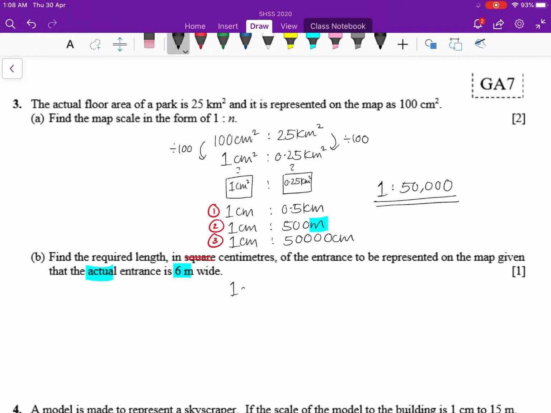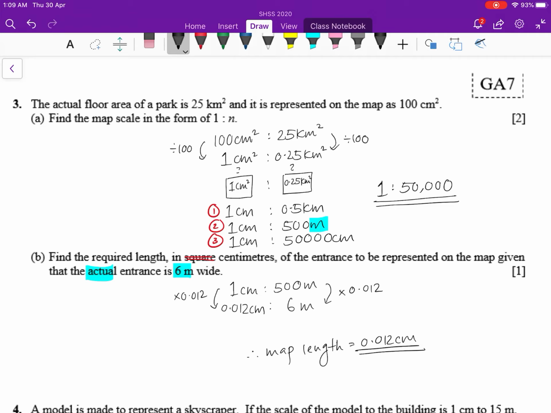Always write down the scale first. 1 cm is to 500 meters. The actual is 6 meters. Now, how to get from 500 meters to 6 meters. Just take 6 divided by 500, 0.012. So I need to multiply by 0.012. On the left, I also need to multiply by 0.012. That will give me 0.012 cm. Therefore, map length is 0.012 cm. Finish.